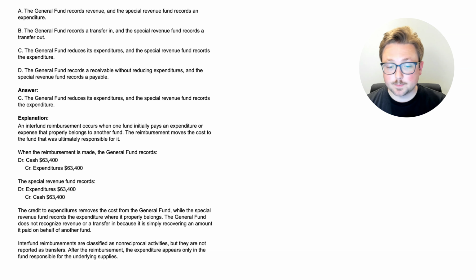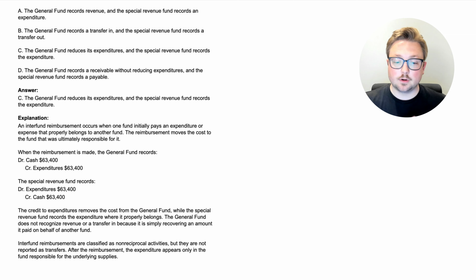The credit to expenditures removes the cost from the general fund, while the special revenue fund records the expenditure where it properly belongs. The general fund does not recognize revenue or a transfer in because it is simply recovering an amount it paid on behalf of another fund. Interfund reimbursements are classified as non-reciprocal activities, but they are not reported as transfers. After the reimbursement, the expenditure appears only in the fund responsible for the underlying supplies.